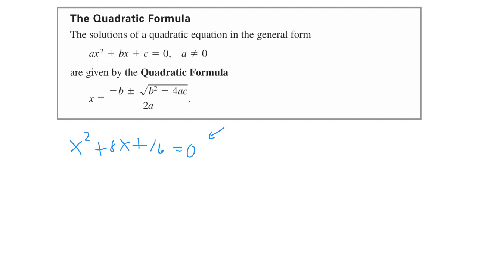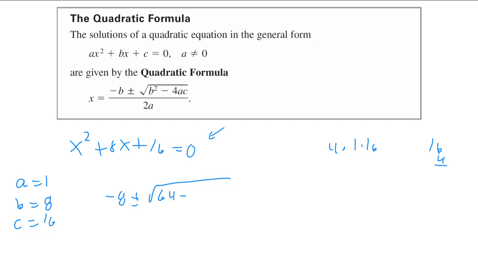Okay, so my a value is 1, my b value is 8, my c value is 16. So I'm just going to plug it into this formula, negative b. So that's going to be negative 8 plus or minus the square root of b squared. Well, 8 squared is 64 minus 4 times a times c. I always write that off to the side so I can multiply it out.